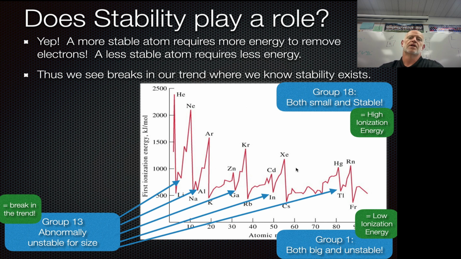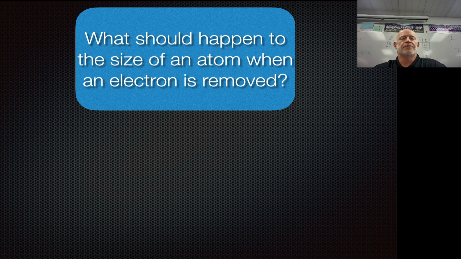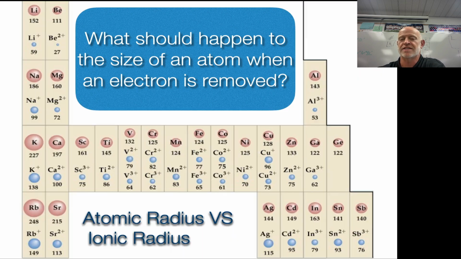Now, what should happen to the size of an atom when an electron is removed, okay? So if we take one electron away, we give enough energy that it leaves, it ionizes, and we take the electron away, would the atom get bigger, or would it get smaller, or stay the same? Hopefully your intuition says it's going to get smaller, because it does, okay? Let's take a look. The pink spheres or red spheres are all the atoms. The blue ones are all the ions. In every case, you compare the red to the blue, it's smaller, okay?